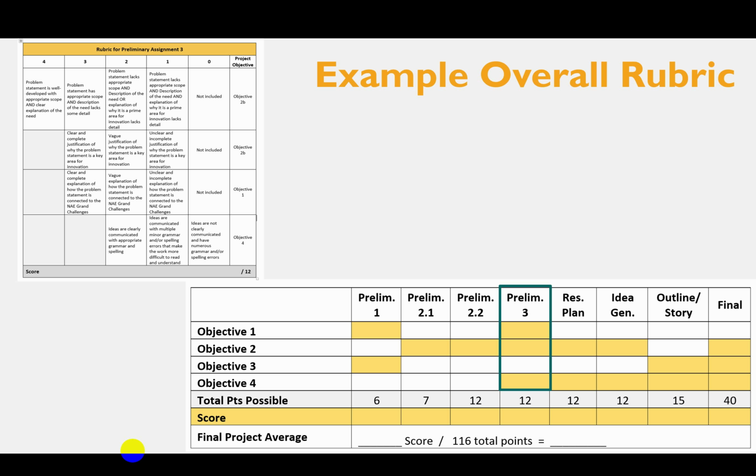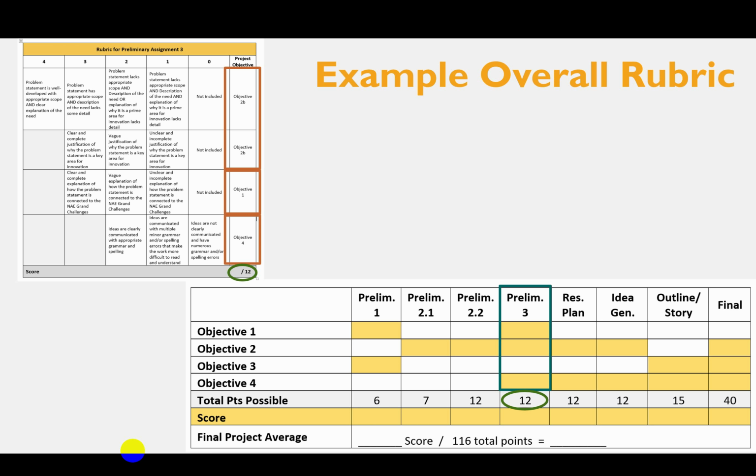So if we look, you see in one of the columns for my overall rubric, I have a column labeled preliminary assignment 3. And these objectives, the areas that are highlighted, correspond to the objectives within the rubric for this assignment. So again, you can see I'm assessing Objective 1, Objective 2, and Objective 4 with this assignment. And then you see the rubric, remember, was out of 12 points total for this preliminary assignment 3, and this is also incorporated within my overall rubric.